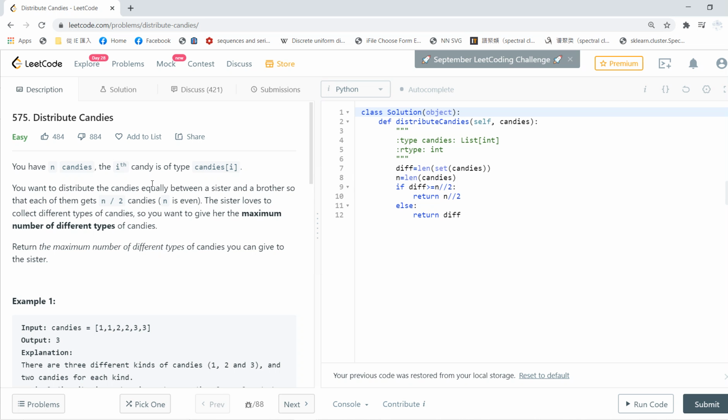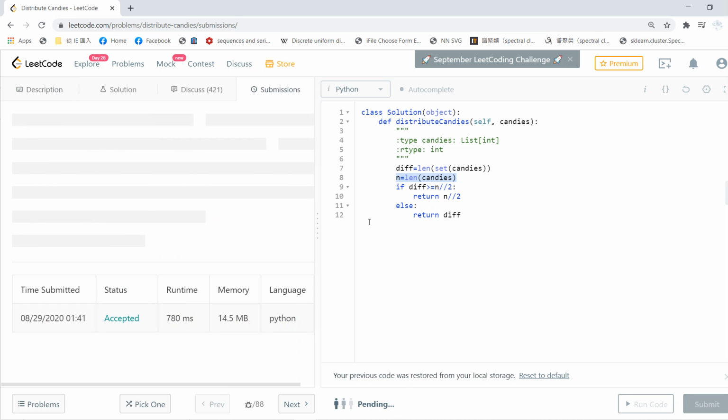Okay, so the easy way is that we can first compute the set of candies and take the length. So this is the total of how many different candies there are. Okay, and I also calculate the length of candies. So it's very obvious that if the total number of different candies is larger than n divided by 2, then that means we have a lot of different candies. So the sister can get the maximum, which is n divided by 2. Else, she can only get the number of different candies. So this must be the answer.